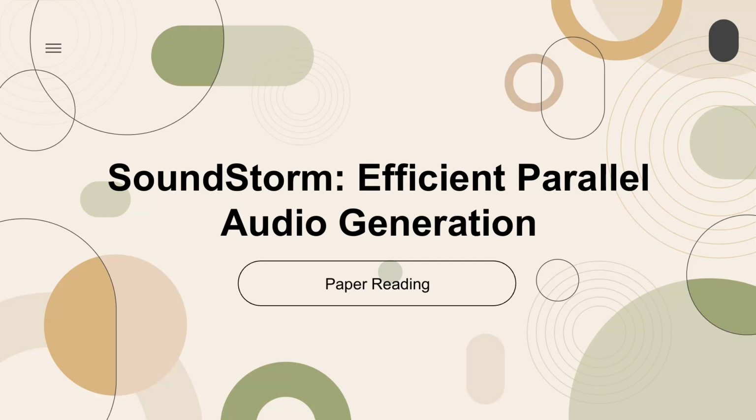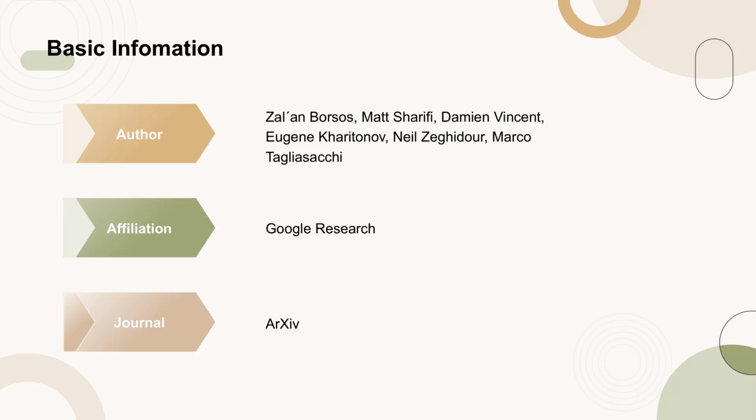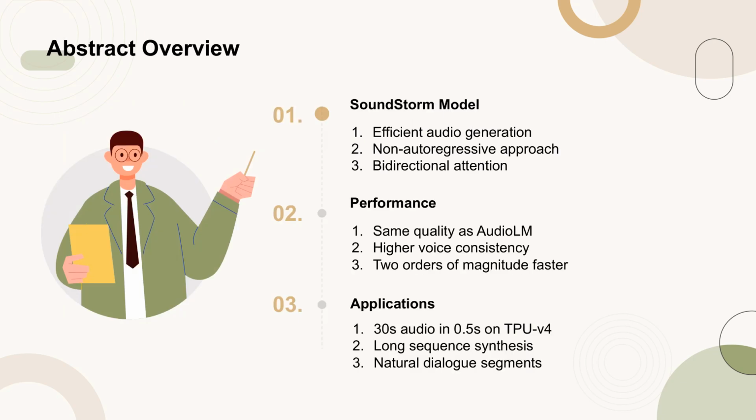Today's paper is titled SoundStorm: Efficient Parallel Audio Generation. This paper was published on arXiv by Zalán Borsos and colleagues from Google Research. The SoundStorm model is designed for efficient, non-autoregressive audio generation. It leverages bidirectional attention and confidence-based parallel decoding to produce high-quality audio.